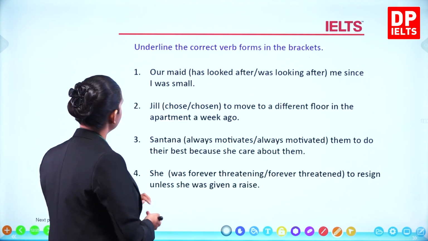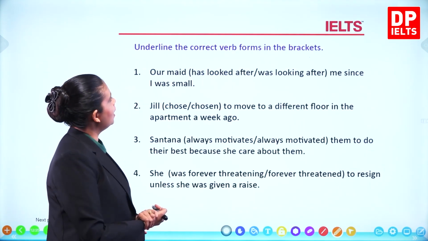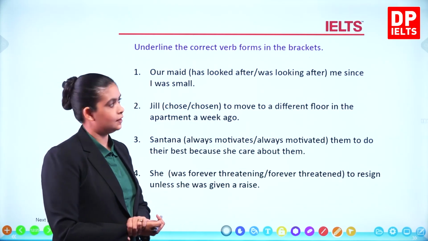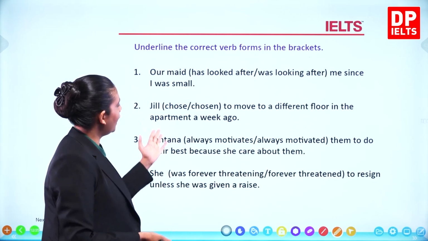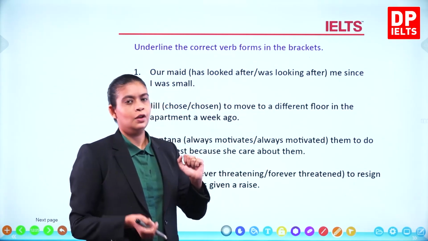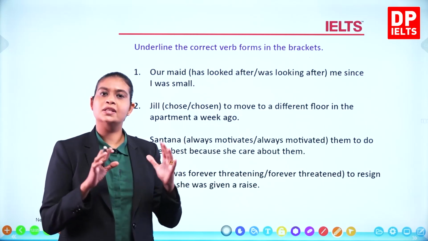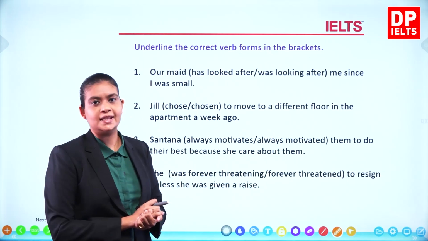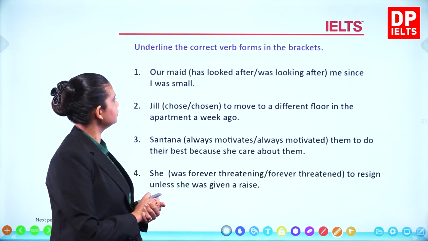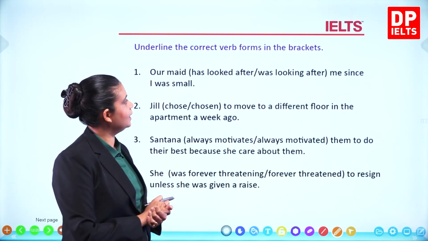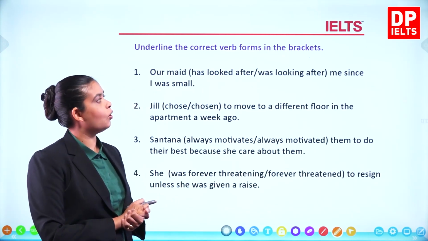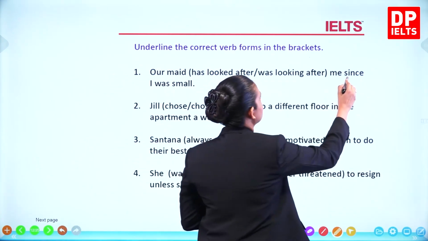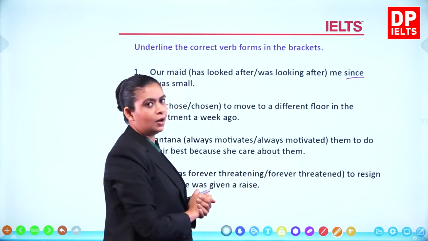Alright, moving on. Underline the correct verb forms in the brackets, right? So here you have two verbs. Looking again at the context, at the form, you have to figure out which tense it belongs to. "Our maid has looked after or was looking after me since I was small." So "since" is there, think about the tense.